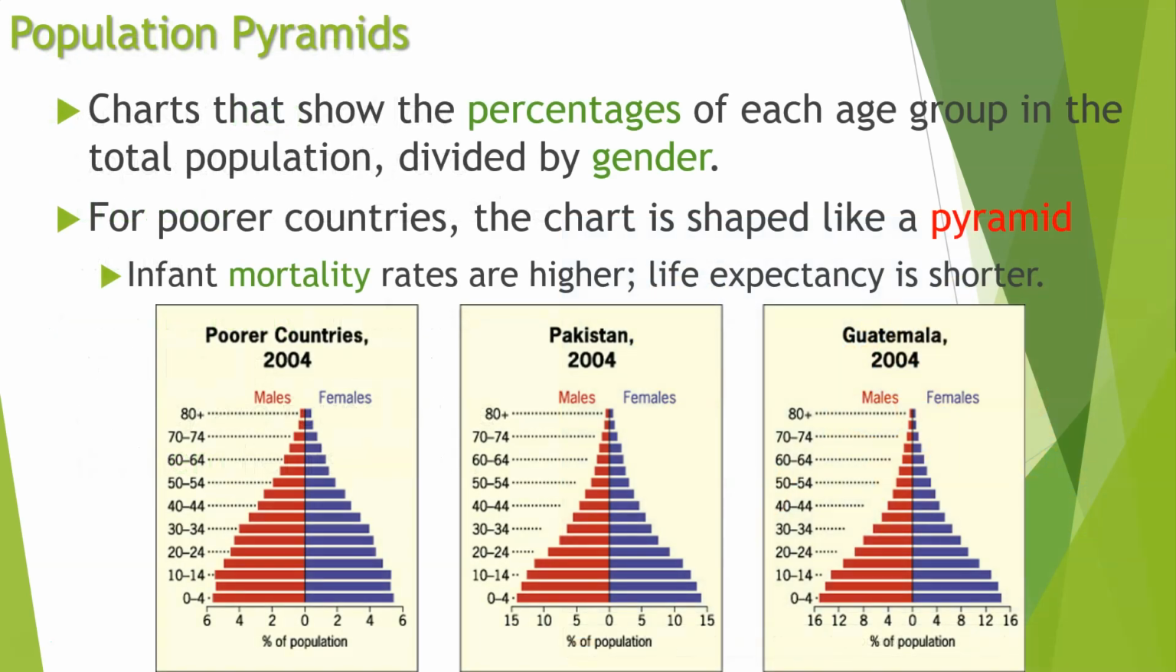All right, related population pyramids. Again, those wonderful things that show the percentages of each age group in the total population and divided by gender. And remember, we can learn so much about a country based on its population pyramid. Poor countries tend to have a chart that is shaped more like a pyramid with a wide base. High infant mortality rates in those less developed countries. Life expectancy is much shorter, so it's going to narrow pretty quickly as it goes up the age groups.